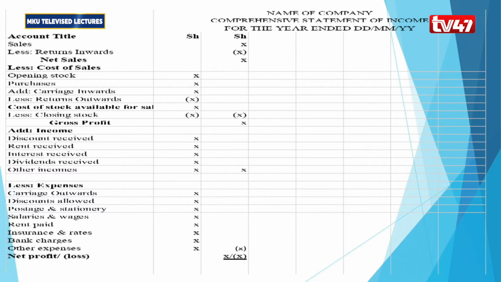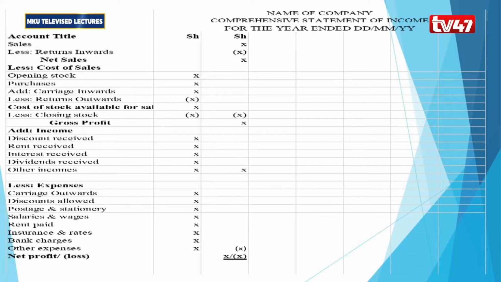When we talk of return inwards, these are simply goods taken back to the business by customers by virtue of the fact that they did not meet certain specifications. Say, for instance, they were spoiled goods, they were expired. If not that, they were probably in excess, inferior, substandard, okay?